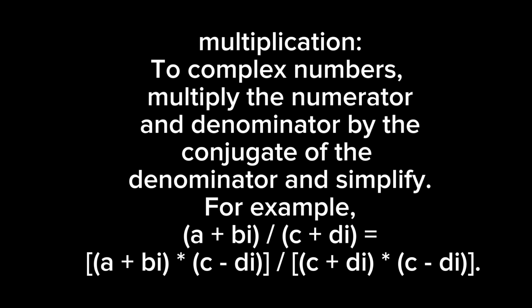Multiplication and division. To divide two complex numbers, multiply the numerator and denominator by the conjugate of the denominator and simplify. For example, (a + bi) / (c + di) equals (a + bi)(c - di) / ((c + di)(c - di)).